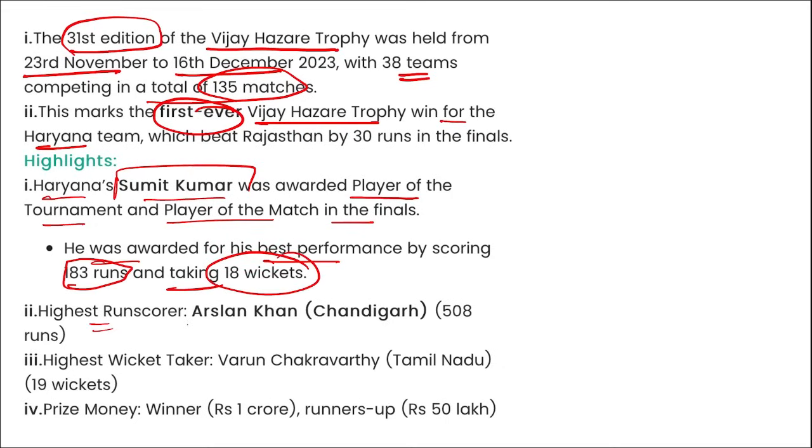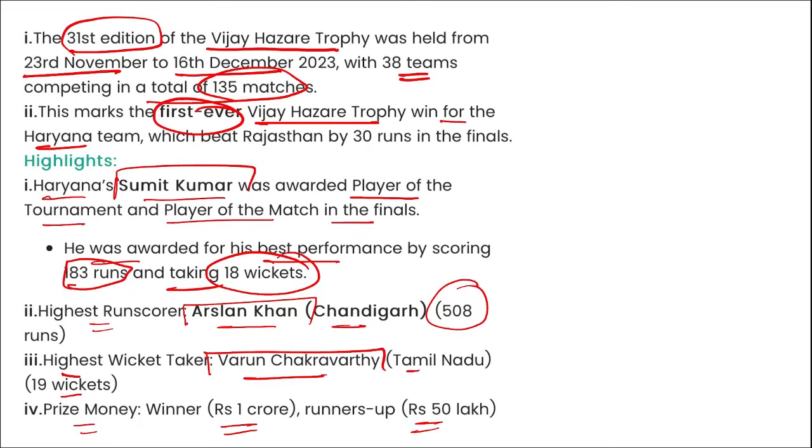Here the highest run scorer was Arslan Khan from Chandigarh, 508 runs. Highest wicket taker was Varun Chakravarti from Tamil Nadu, 19 wickets. And prize money here was 1 crore rupees for the winner and 50 lakh rupees for the runner up.